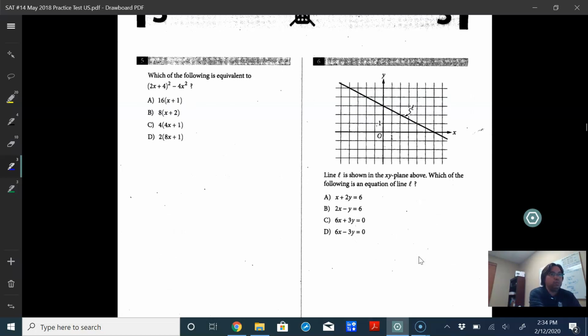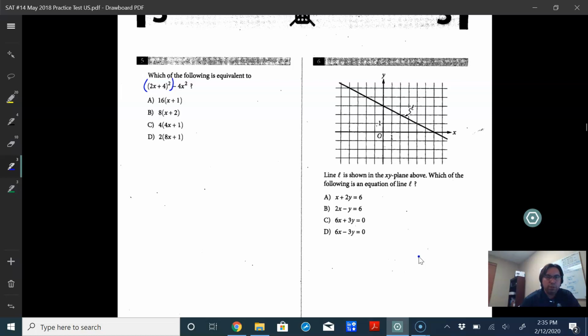Okay, so let's look at problem number 5. What we can see is we have some foiling, or quadratics and distribution, on this problem. We're being asked to expand this piece right here. Let me try that again. So we have to expand and then condense everything that we have here.